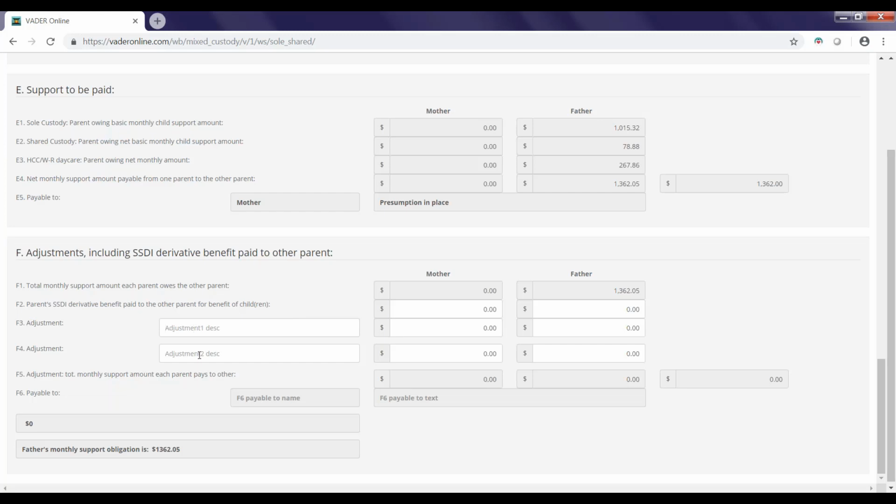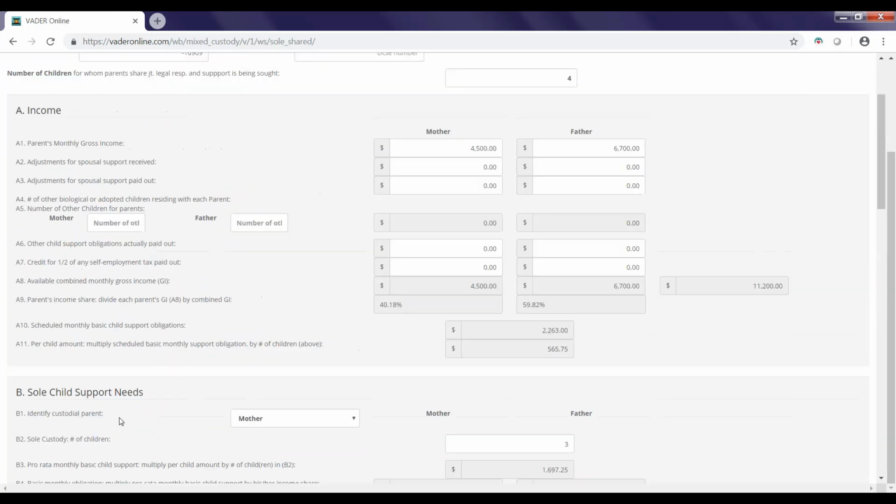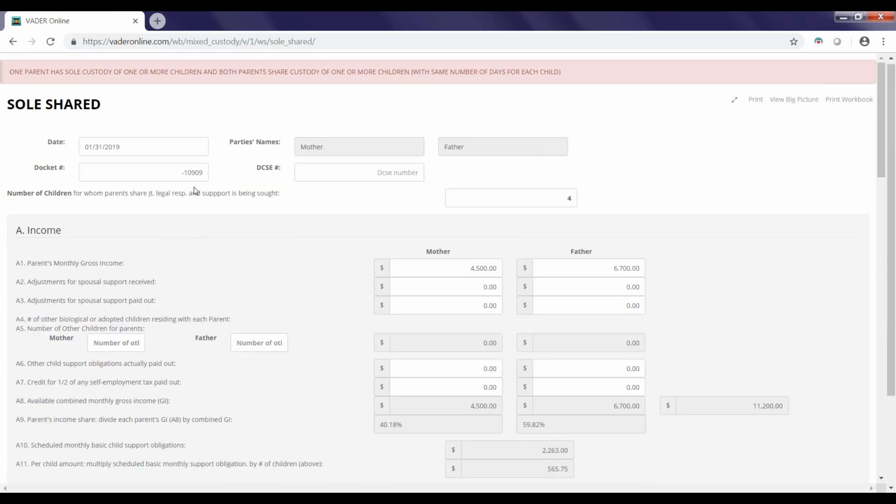So we've got 2 lines here to make adjustments if you wanted to add to or subtract from that guideline amount. We're not going to enter any adjustments, and you can see here that father's monthly support obligation under that scenario is $1,362 a month to mom. So again, we're looking at a scenario where the parties are sharing custody of 1 child, and mom has primary physical custody of 3 children.